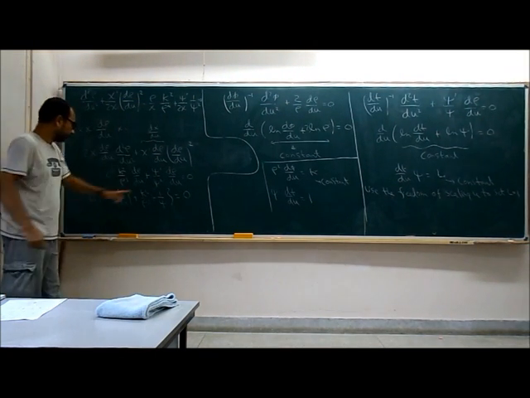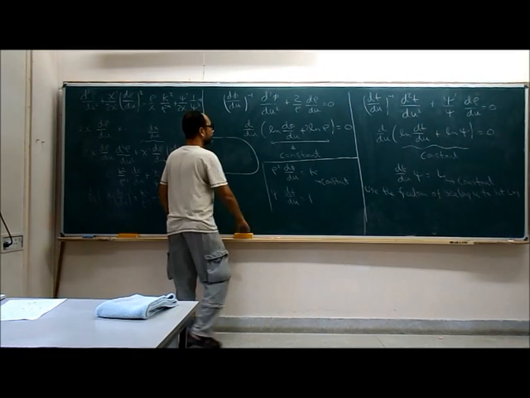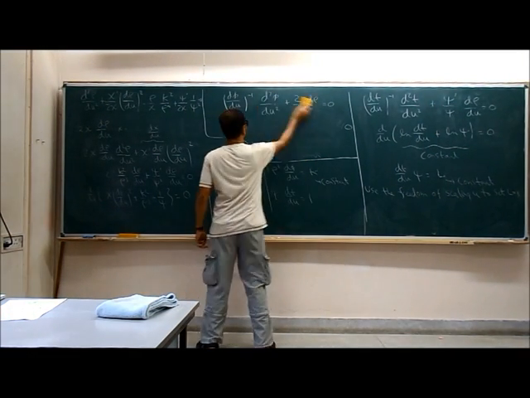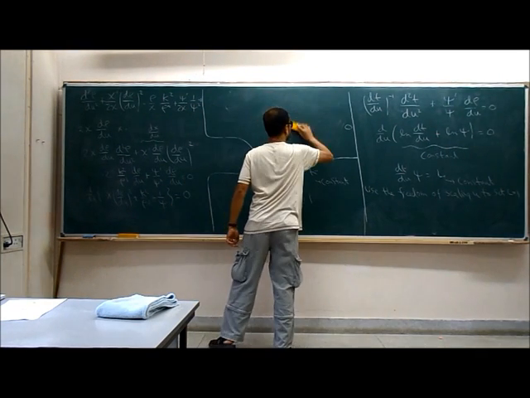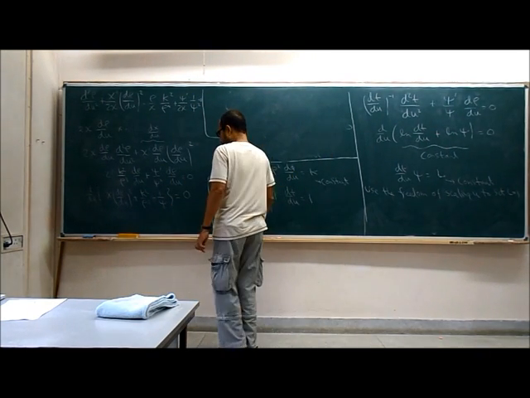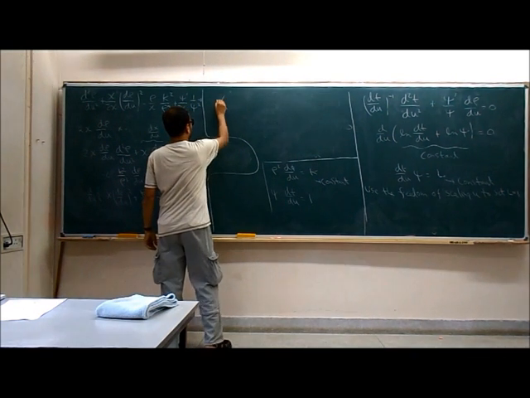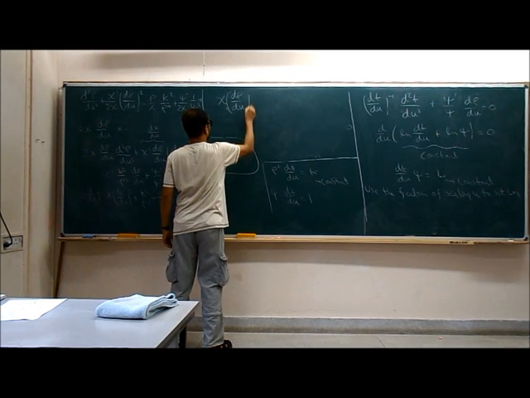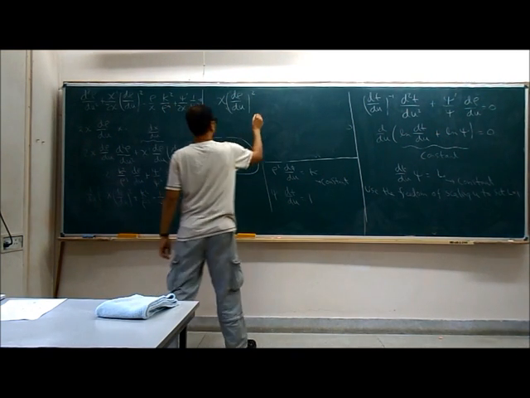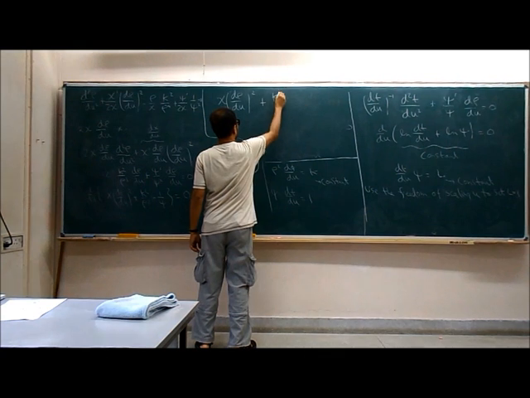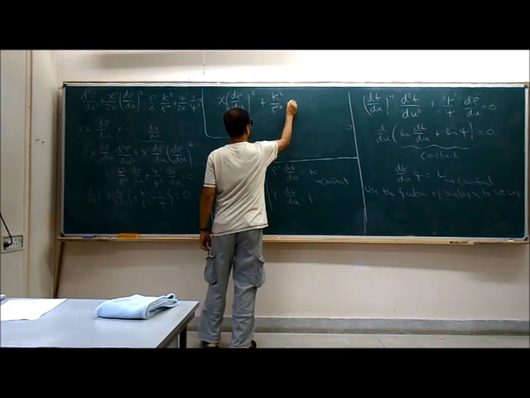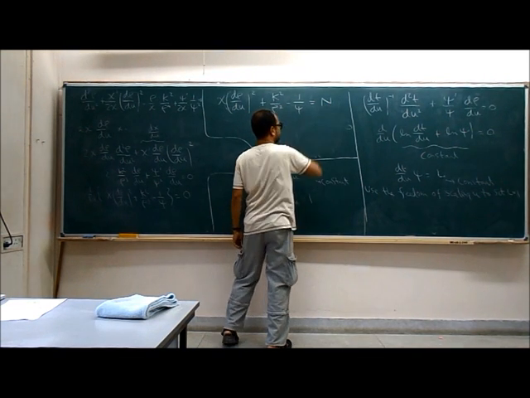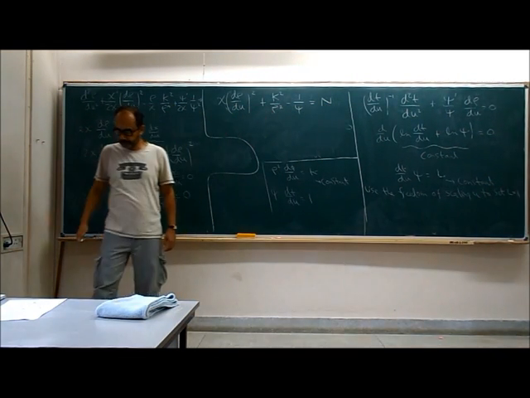Okay, so let me now write down the third relation. So that will be phi d rho square plus a square psi equal to n. n is another constant quantity.